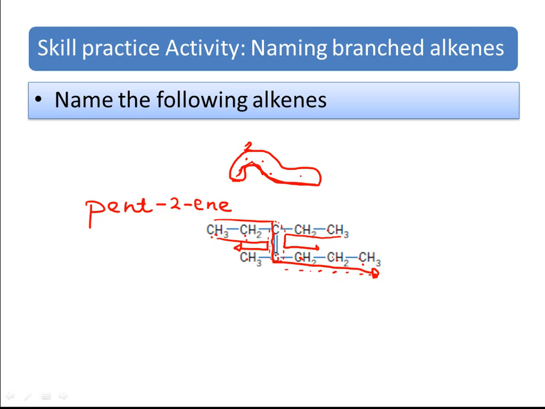Now let's take a look at what we have here. I've got 1, 2, 3, 4, 5, 6, 7, and I need to number these carbons in such a way that my double bond has got the lowest possible locant number.